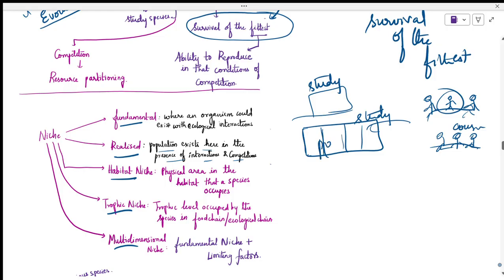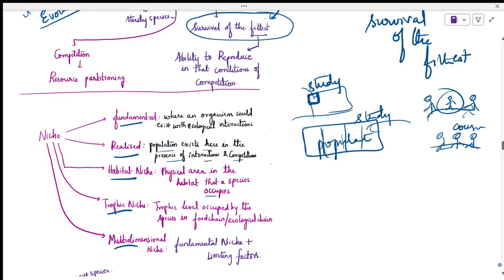Here the population will be there and more interactions will be there. Then habitat niche, physical area in the habitat that species occupy. So in my study room, I will be occupying the position facing the north. This is my habitat niche, because from there only I will get more sunlight, I can get more air, and I will be studying very well. That is my habitat niche, physical area in the habitat that species occupies.